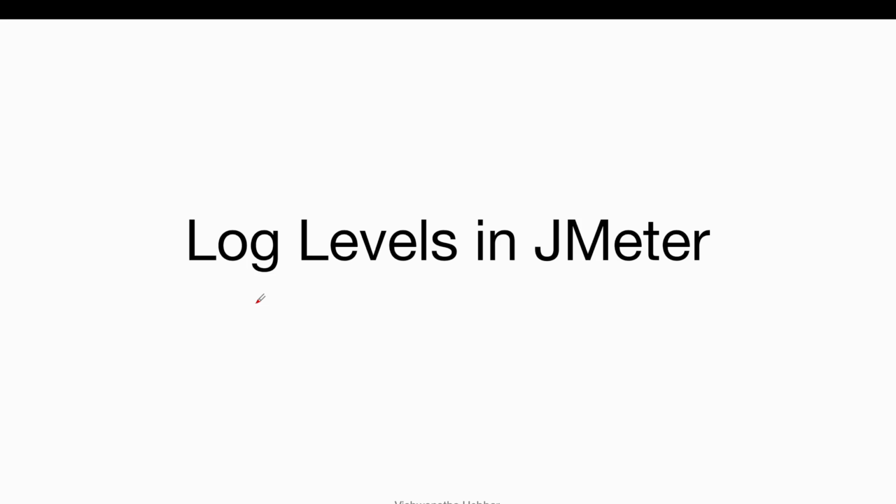Hello, welcome. Let us discuss different log levels in JMeter. JMeter provides various levels of logging. Those logging levels include off, which means disable the logging completely. It is like you have muted all notifications on your phone. No log will be recorded no matter what happens.